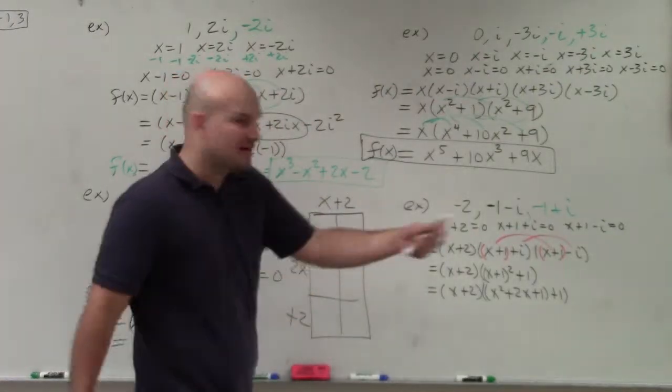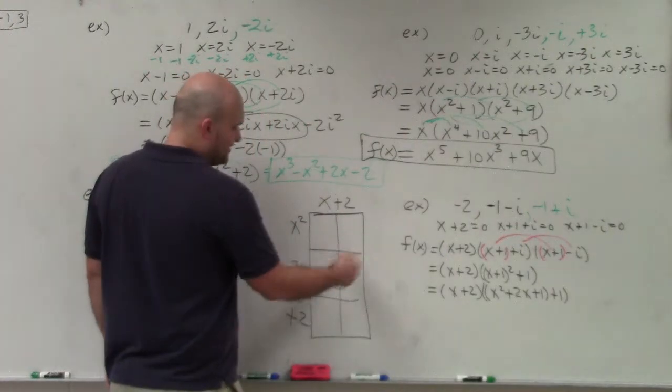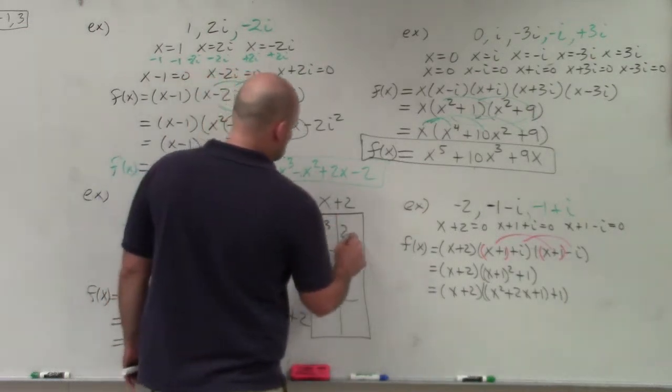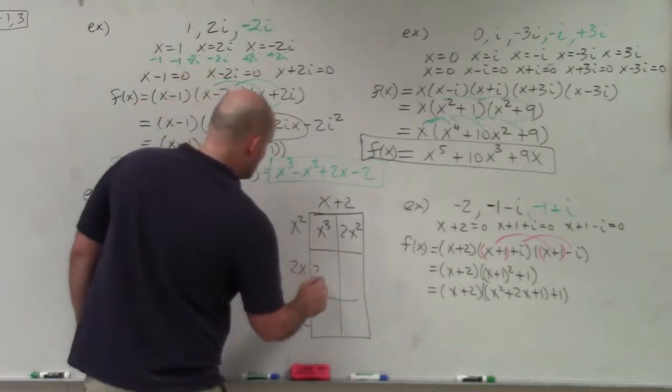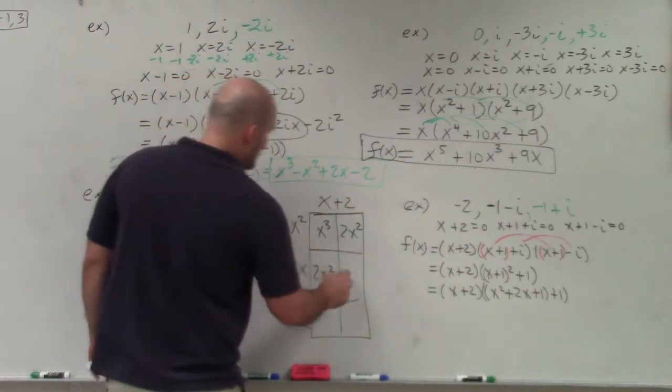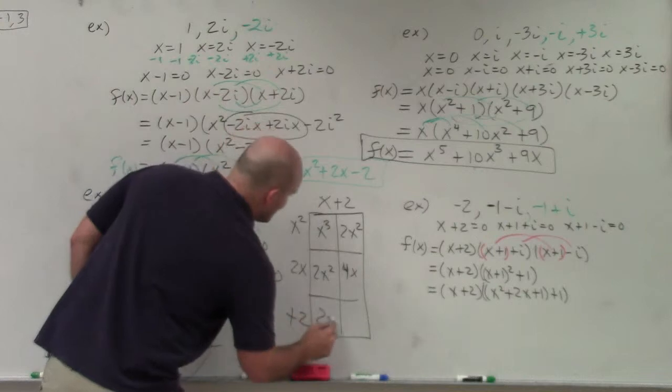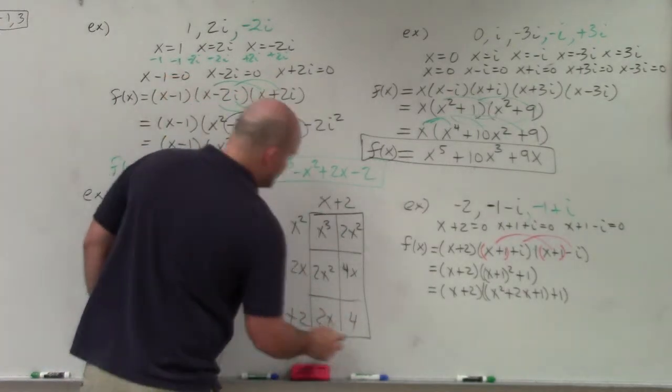I just don't want to write another column and show it. So now I just multiply to find the area of each box. X squared times x is x cubed. X squared times 2x is 2x squared. X times 2x is 2x squared. 2 times 2x is 4x. X times 2 is 2x. 2 times 2 is positive 4.